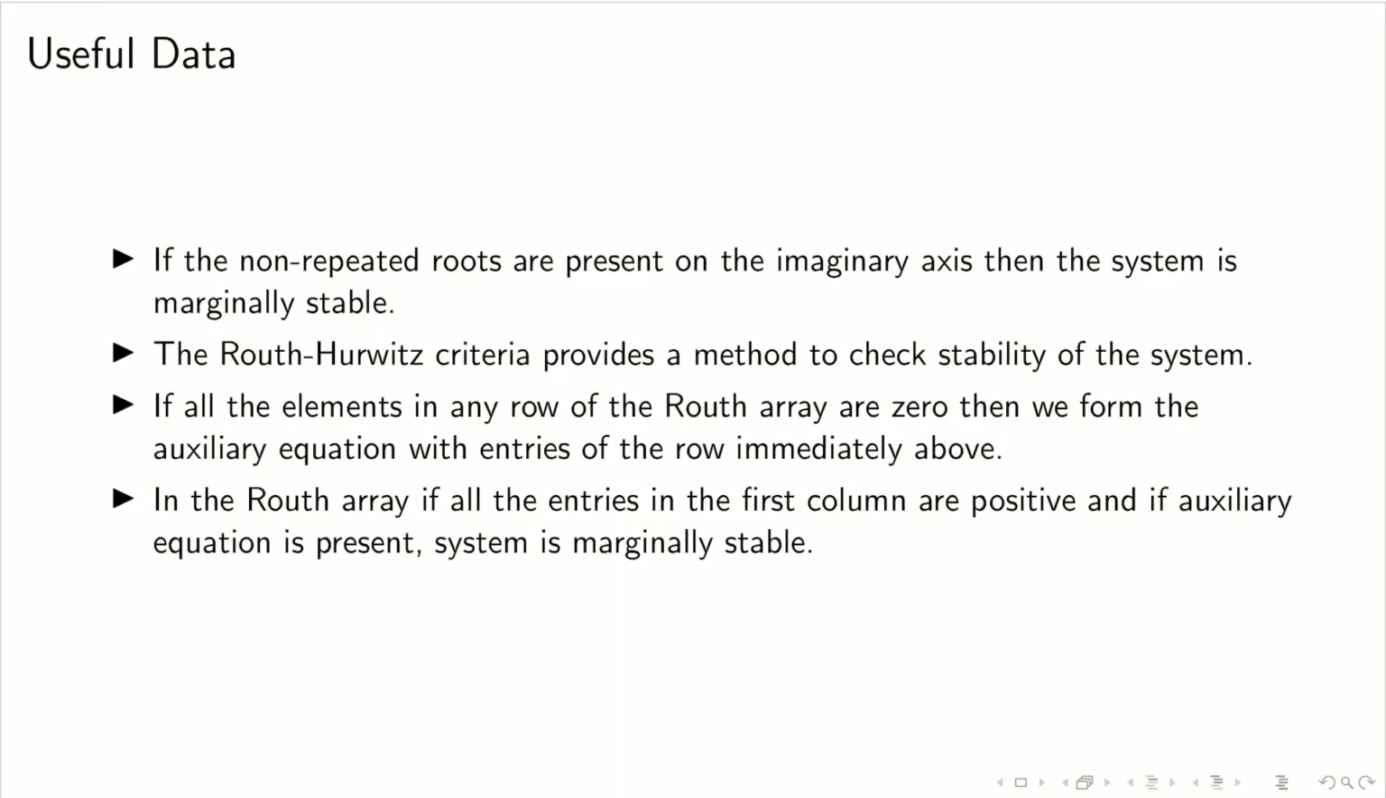The key concepts to solve this problem are as follows. If non-repeated roots are present on the imaginary axis, then the system is marginally stable. Let us understand this through an example. Let us have two poles at j2 and minus j2 and no poles on the right half s plane. Then the system is marginally stable.